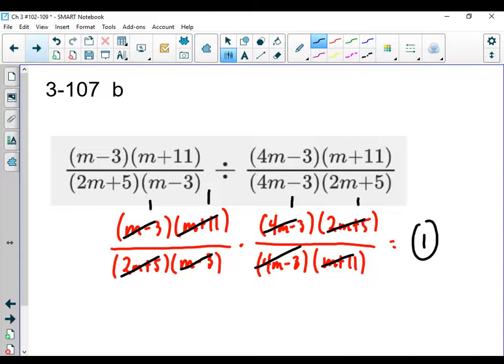Well, could we have gotten there faster? Well, in this one, yeah, we actually could have, because if I'm looking at a fraction and I notice that I have, in this case, m minus 3 over itself, I could have done that canceling at that point. Over here, we had m minus 3s. I could have done the same thing. So basically what we were left with was m plus 11 over 2m plus 5 divided by m plus 11 over 2m plus 5. So basically I was taking one fraction, dividing by itself, and that's why we get 1 for our answer.